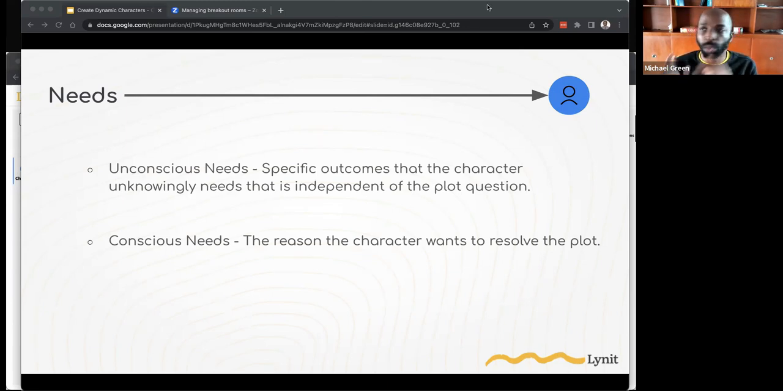So I'm going to switch over to Lynit and do this first stage for the fox character that we're adding to the tortoise and the hare.